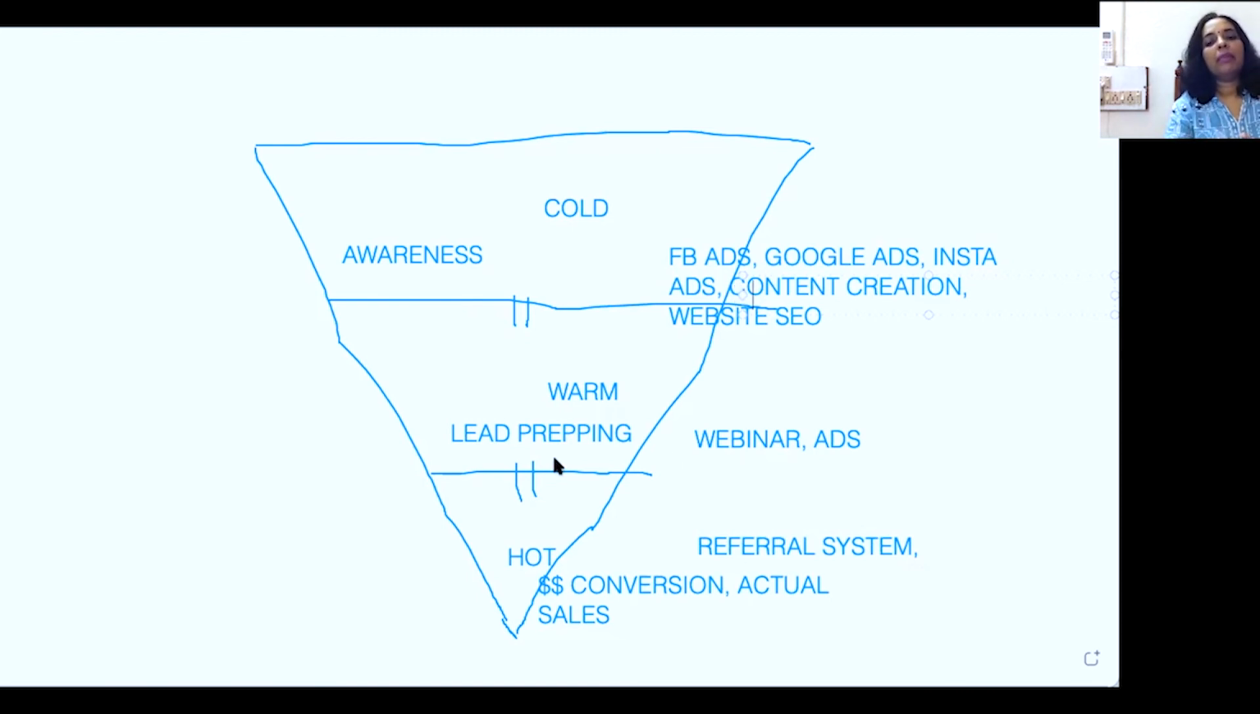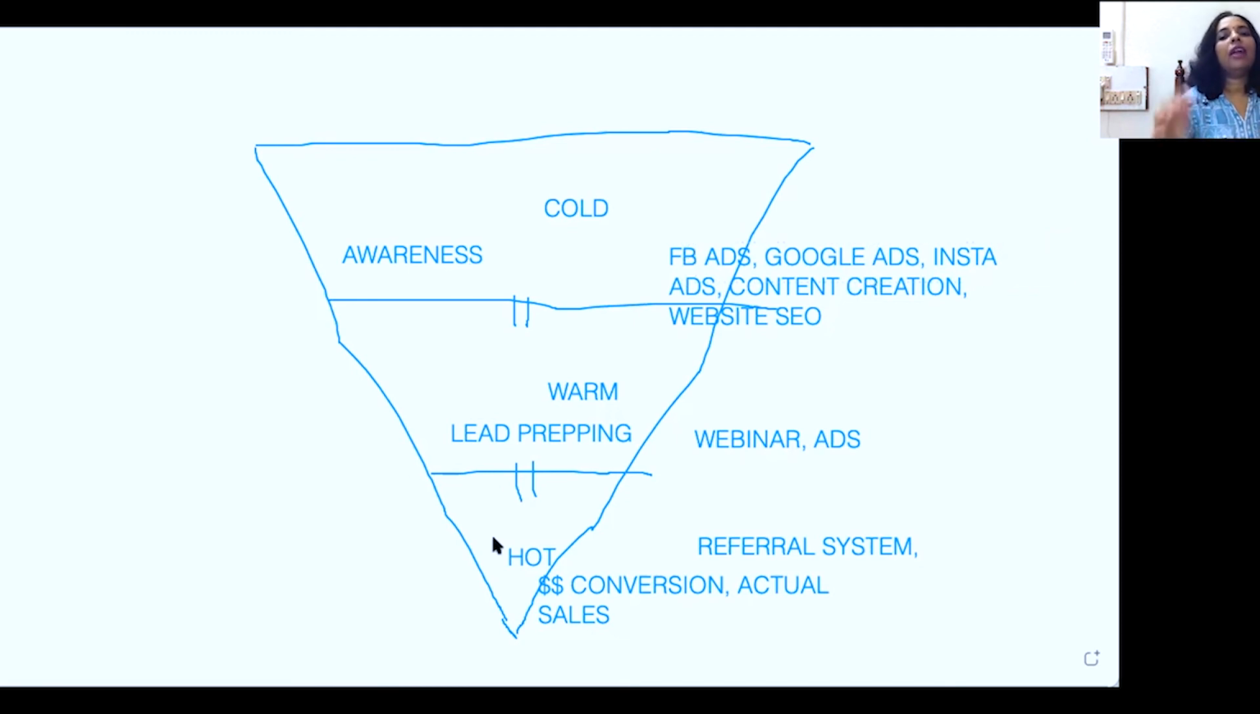In the warm or lead prepping phase, of course, you provide a lot of knowledge, a lot of information to those people who have already filled the details in the first phase, that is the awareness phase, using the lead form that you have given. And when you provide a lot of information, you can do a lot of interactions. You can say, I've created this meetup group. Let's meet up. So you do more of a face to face interaction. That is where the trust and the rapport builds in.